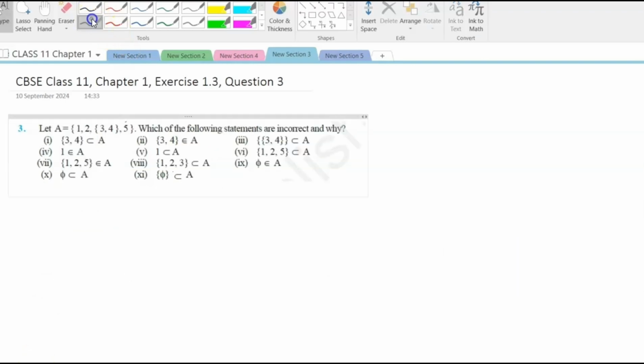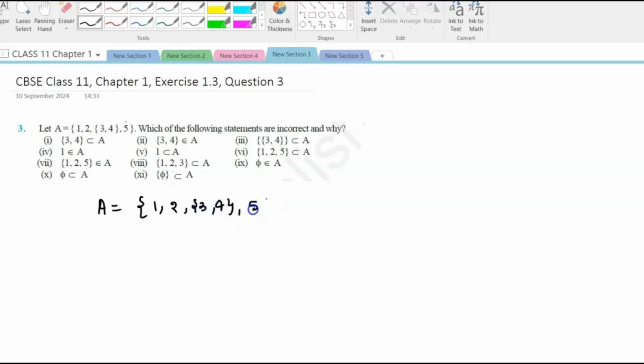We have given a set A whose elements are 1, 2, set {3, 4} and 5. Now we need to tell which of the following statements are incorrect and why. Okay, let's see the first statement.